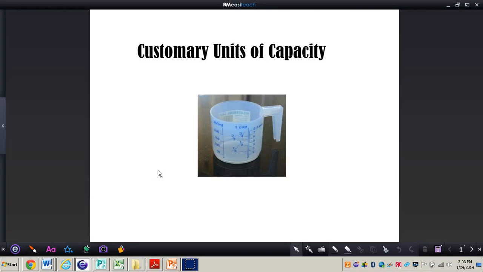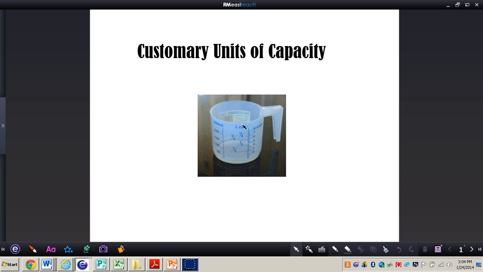In this video, we're going to be taking a look at customary units of capacity, and right away it's important to understand what capacity even is, and I do want you to write this down in your math journal. Capacity is the amount that a container can hold. You can see this cup right here is dealing with capacity. And by customary units of capacity, we mean we're going to be looking at cups, ounces, pints, quarts, gallons, and so on.